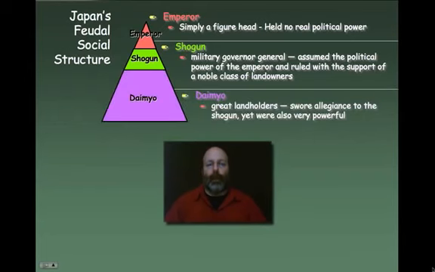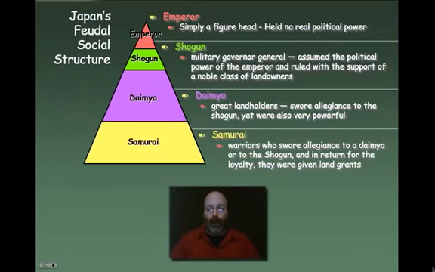Next on the list is what's called the daimyo. The daimyo are the great landholders. These guys swore allegiance to the shogun, yet they were also very powerful themselves. They're an awful lot like the nobles in Europe. The nobles were also landholders as well. They were given the land by the emperor, but in this case, the shogun grants the daimyo the land. If the daimyo are loyal to the shogun, he lets them keep the land. If they're not loyal, the shogun takes it away and gives it to somebody else who is. So this concept of land for loyalty also works with Japan as well as Europe.